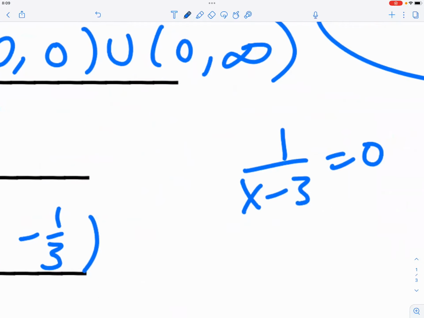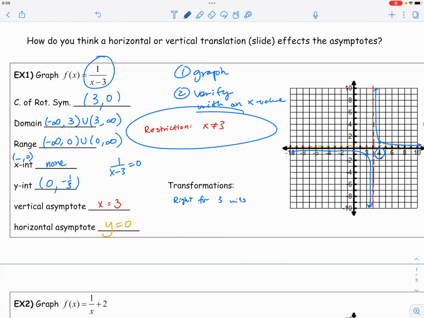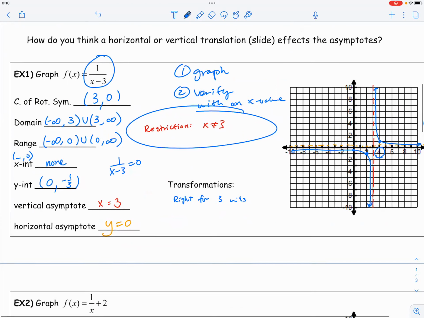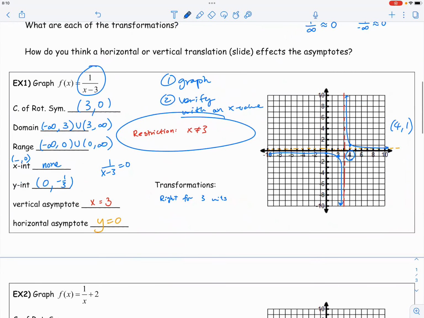And then you look at this. Can the numerator be 0? Nope. Therefore, there's none. And then the picture will show you that too. Right? This picture will show you that. Oh, yeah, that's not going to happen. Okay. So that's how we finish one drawing. So make sure you graph and you verify with an x value.